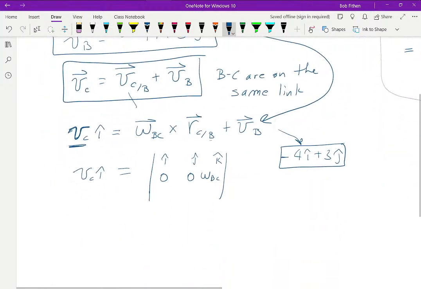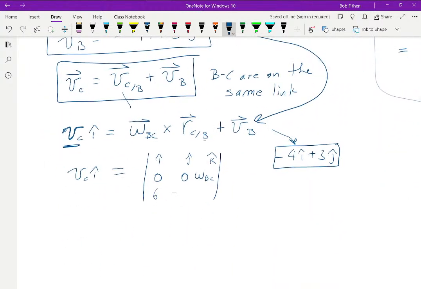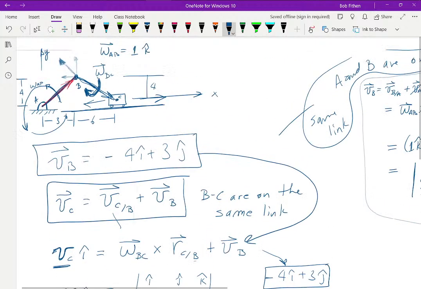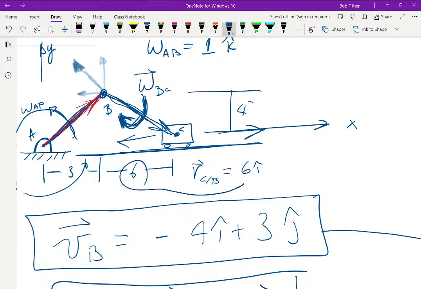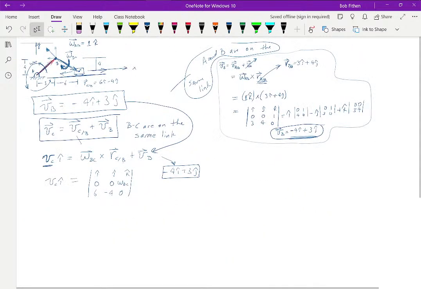B, 6 minus 4, 0. In other words, R drawn to C relative to B is a vector that goes to the right 6, and it goes down 4. So there you have it.